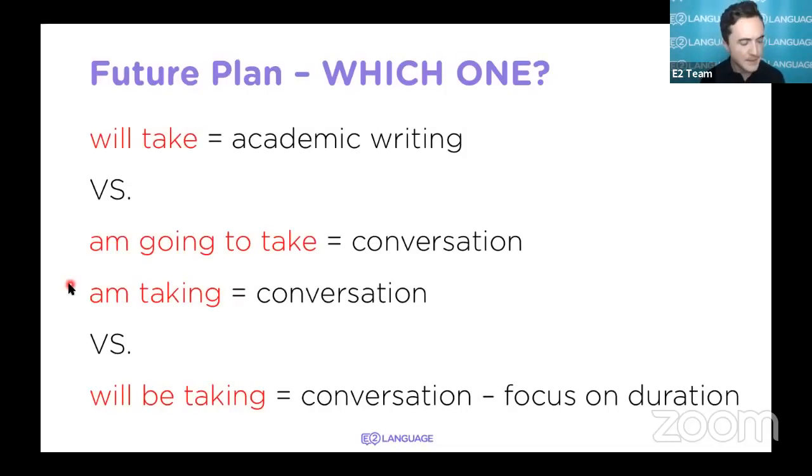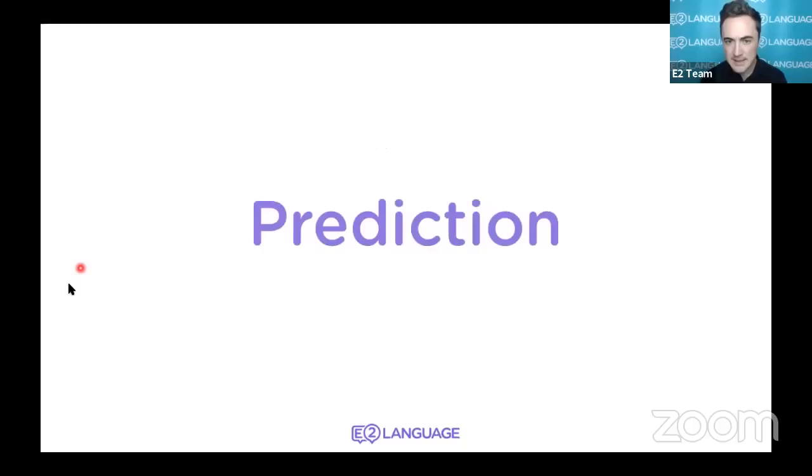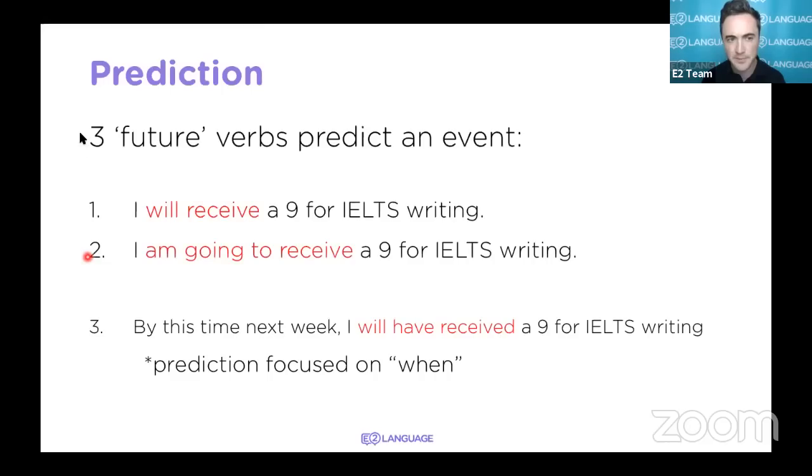Prediction. So we've looked at plans. We use these verbs to plan something in the future. But there's another sense that they use, which is to predict something happening in the future, or predict that something will happen in the future. And there are 3 verbs used to predict. We can use the same one. I will receive a 9 for IELTS writing, prediction. I'm going to receive a 9 for IELTS writing, prediction.